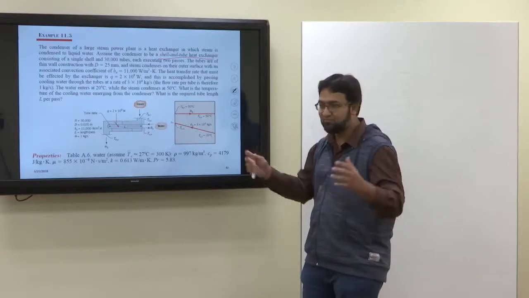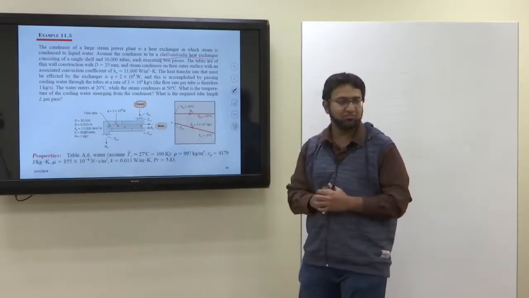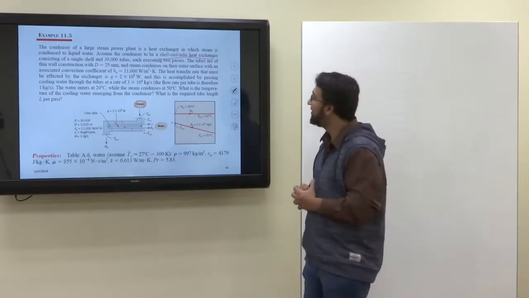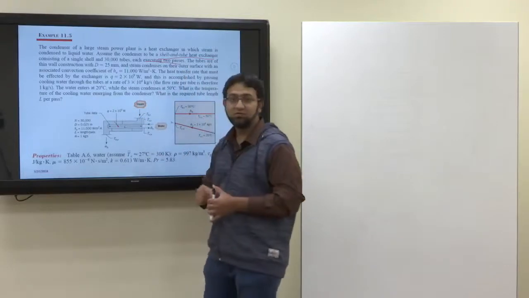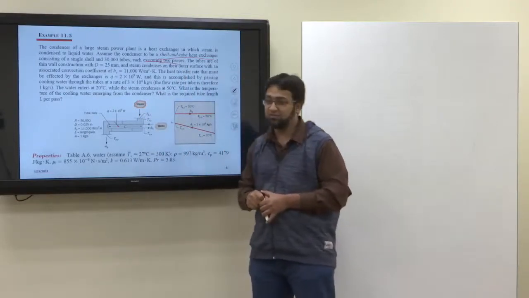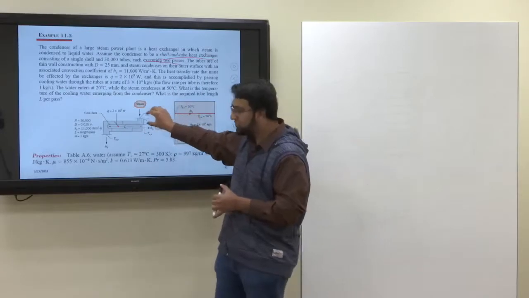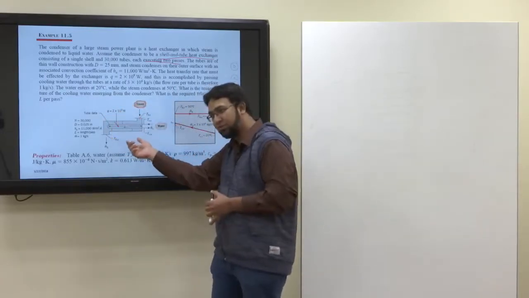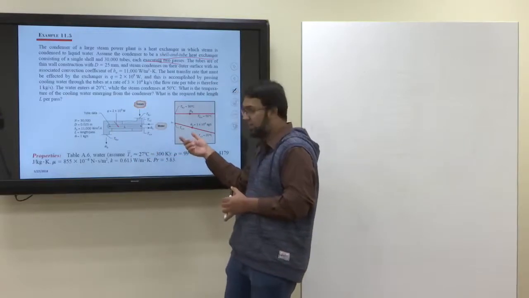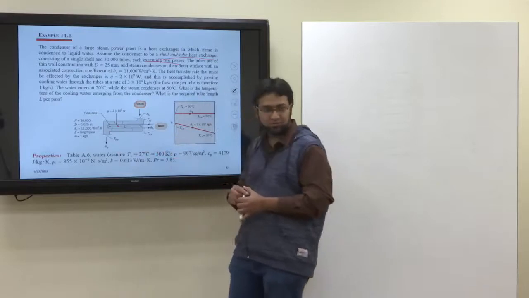So in that, this is a very huge shell. In that shell we have 30,000 tubes, each executing 2 passes. So basically we have 2 passes. So it's like this: 30,000 tubes enter into the shell and then take a U-turn and return back. Okay, so this is one pass, and then this is the second pass.